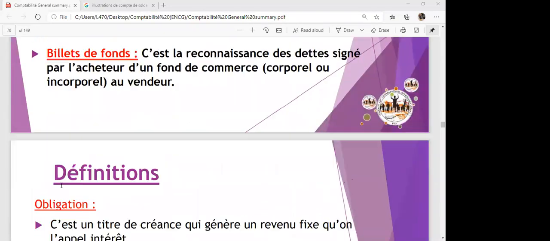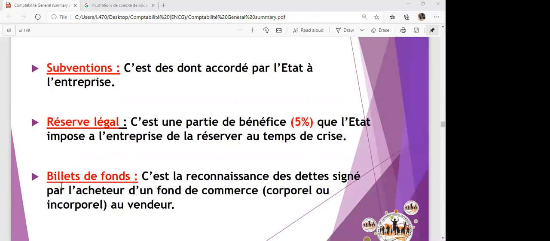Then lastly, we have billets de fonds. Ce sont des reconnaissances de dettes signées par l'acheteur d'un fonds de commerce. So a billet de fonds is a document where, if someone owes you money, and you as a person can forget that they owe you, you instruct your bank to pay them automatically.